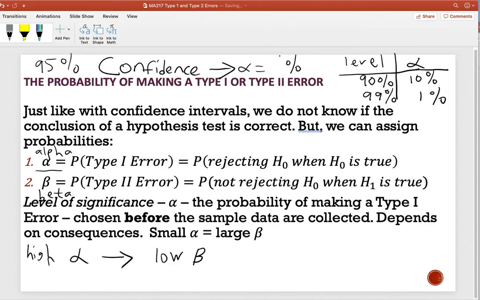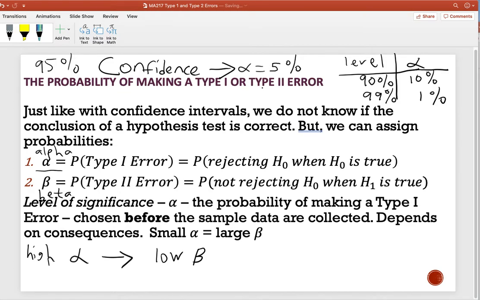So that just refers to a level of significance being 5% for this. That's the most common one. It's when we have a level of significance being 5%.